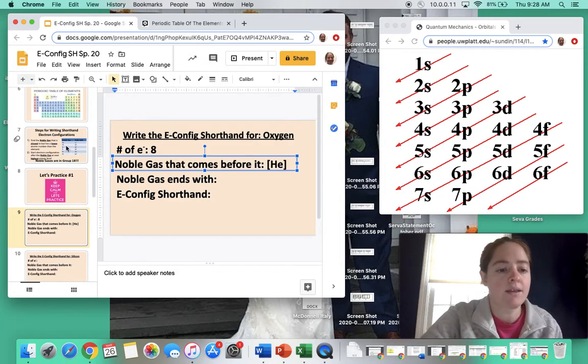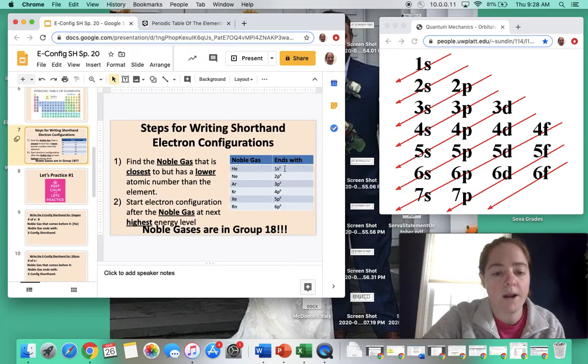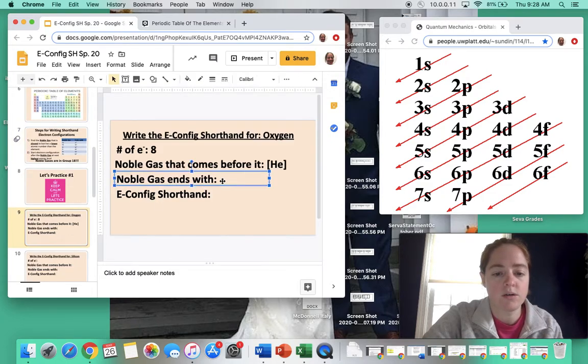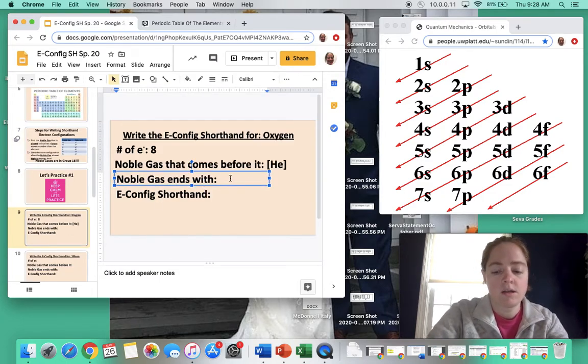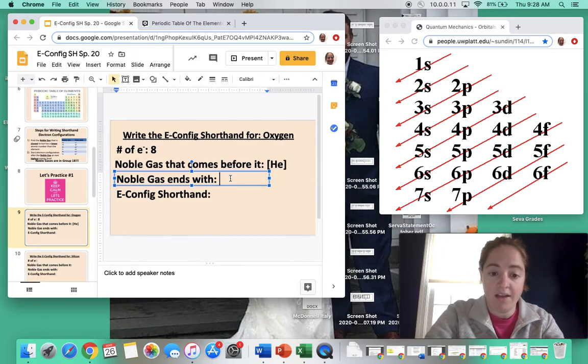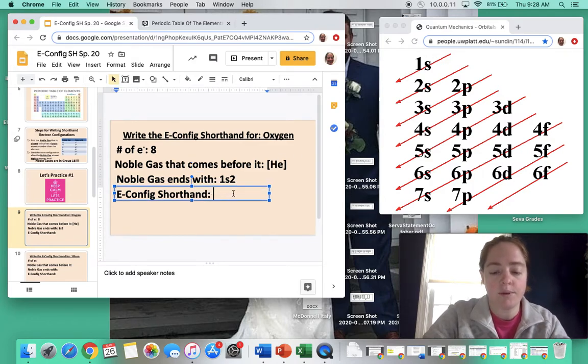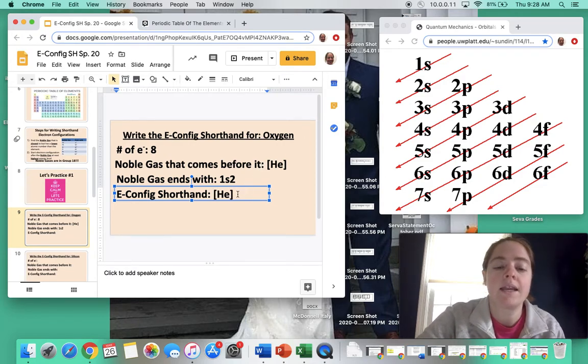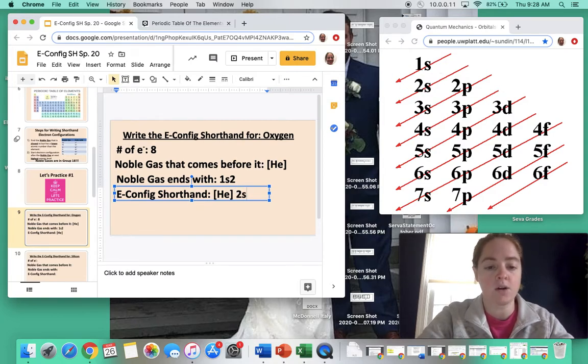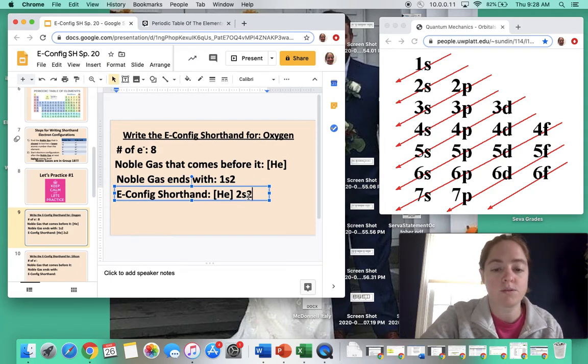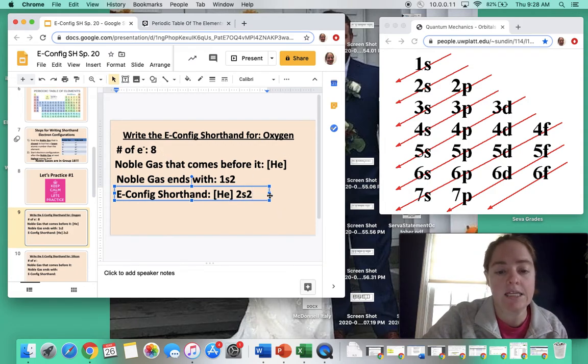Now helium ends in 1s2, so we will start after that. So helium goes in brackets, and helium had 2, so after 1s comes 2s. Remember, s can only hold 2, so 2 plus 2 is 4. That's not enough. We need to get to 8. After 2s comes 2p.